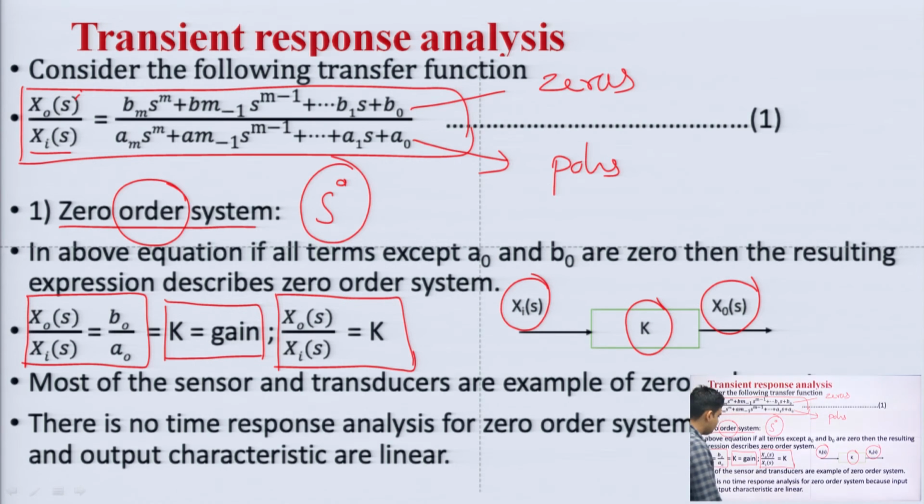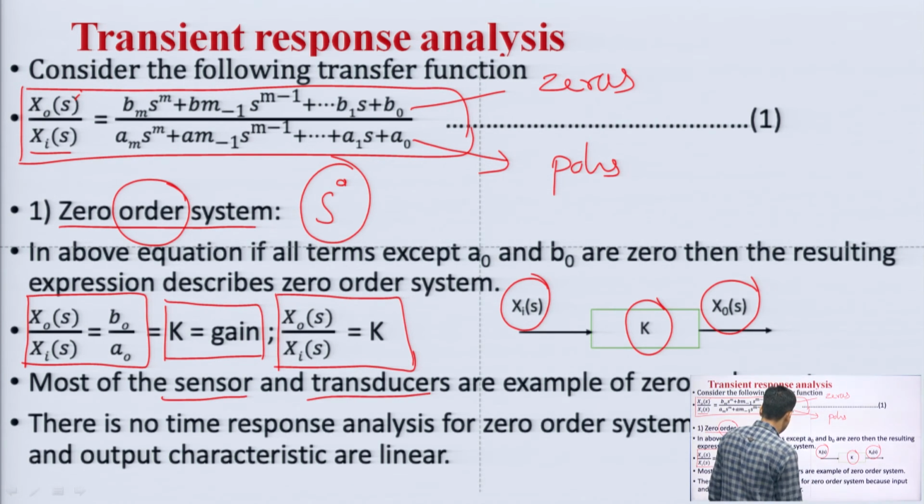Okay. If we discuss the feedback elements in a control system, the feedback elements in the control system are basically sensors and transducers. Okay. So, these are examples of 0 order systems. These systems belong to this category.